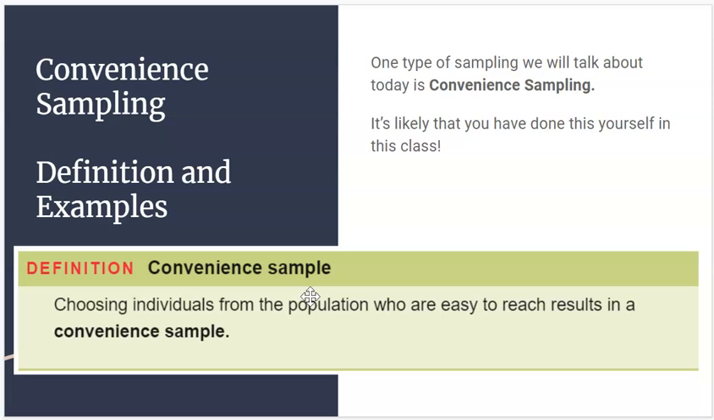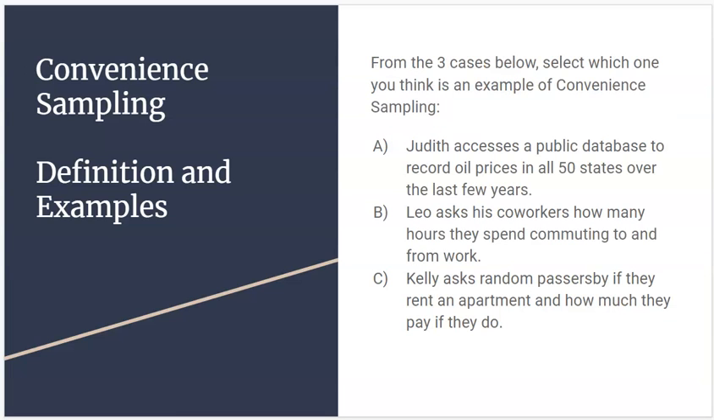Convenience sampling. Okay, and let's go ahead and do a quick example here, just to make sure you've got the thing down. There are three cases I'm going to give you. Select which one you think is an example of convenience sampling. All right. Is it A, B, or C? And I'll let you read those over, give you a few minutes to take that time to guess which one is which.